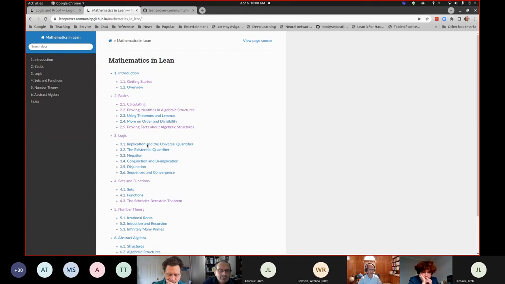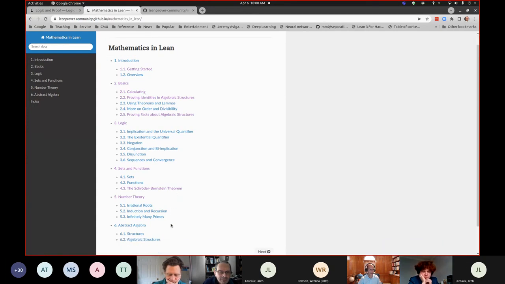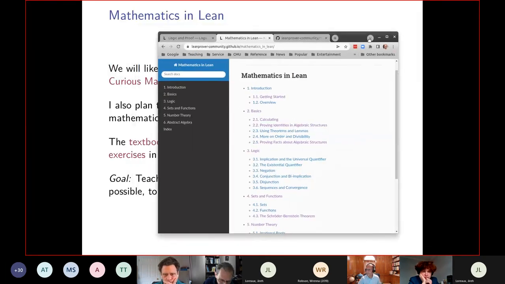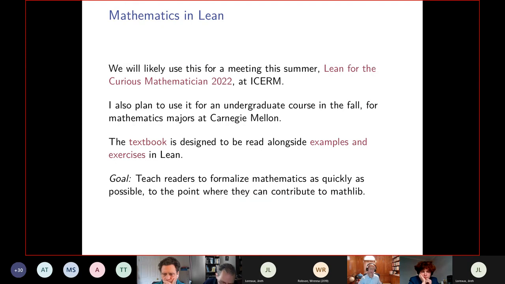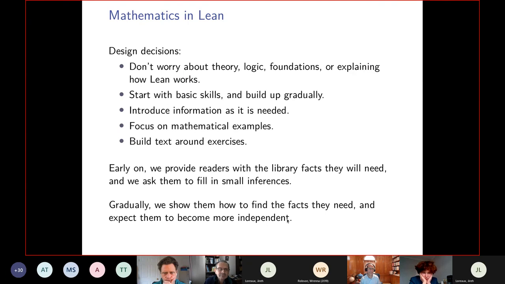Well, there it is. It kind of recapitulates what you do in the introduction to math class: basic reasoning and some logic, sets and functions, some number theory, and some abstract algebra. It's still in progress, so we're still going. But the idea is, so now you do it formally.